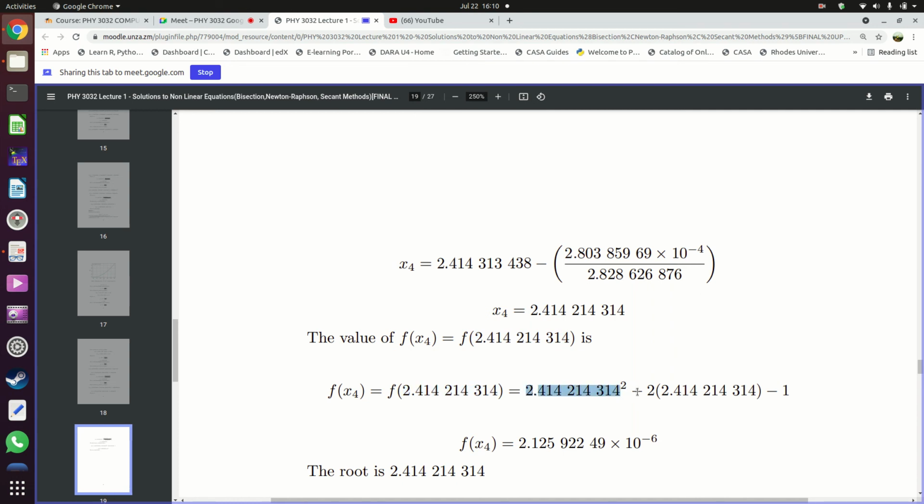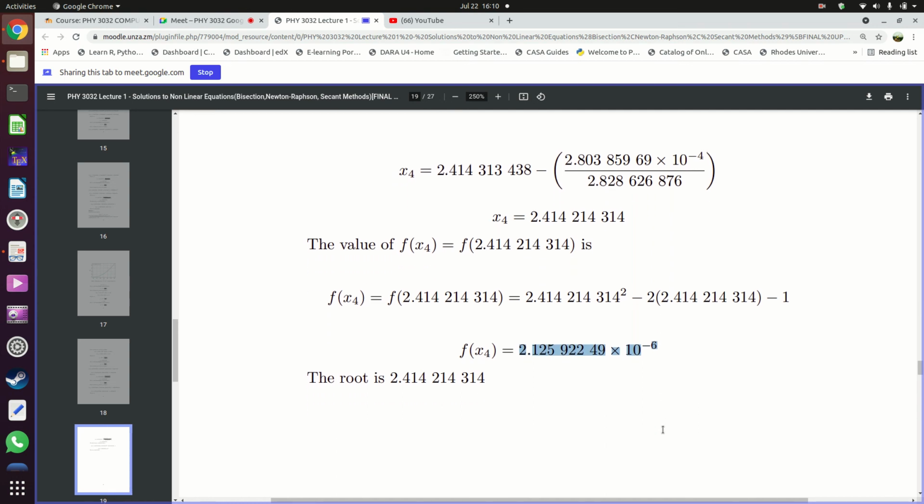2.414214314 squared minus 2.414214314 minus that, you end up with this. You end up with the value of the function at x4 being equal to 2.12592249 times 10 to the power minus 6, which is very, very small. So either x3 or x4 is acceptable. Are we clear? Yes.